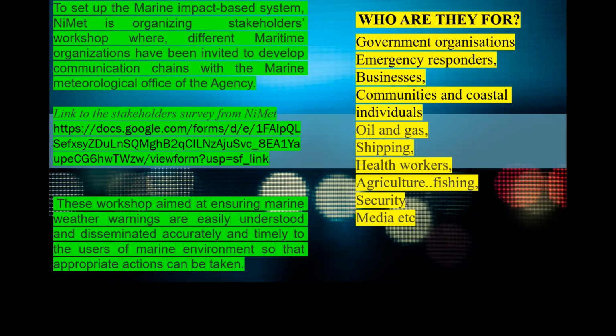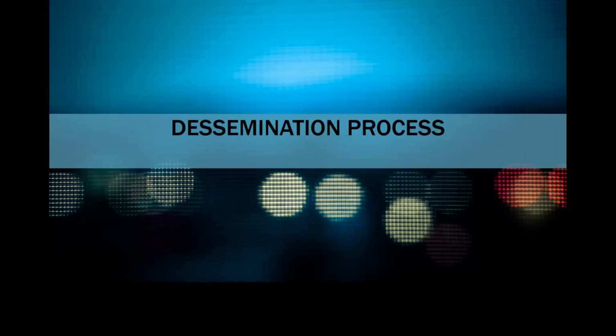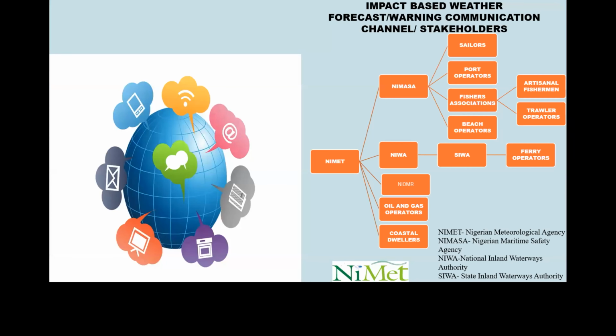Then these are the organizations we are looking at. We are looking at government organizations, emergency responders and business and so on, up to the media. So the dissemination processes that we will be using are through our key stakeholders, such as NIMASA, that is the Nigerian Maritime Administration and Safety Agency, NIWA, that is the National Inland Waterways Authority, NIOMR, Nigerian Institute for Oceanography and Marine Research, oil and gas, and so on, and disseminate it through other channels and give us feedback.